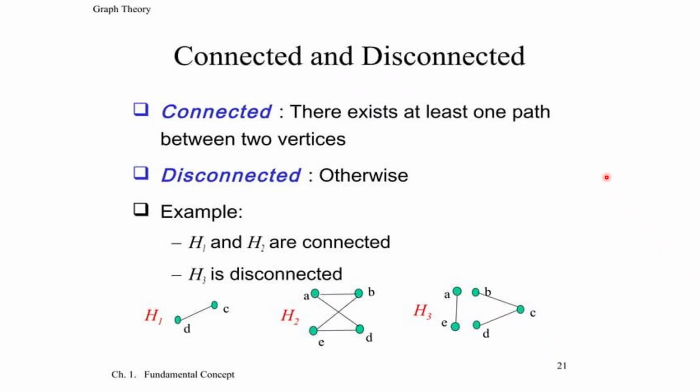The definition of a disconnected graph: a graph is disconnected if it is not connected. This means there is at least one pair of vertices that have no path between them. The graph is broken into separate pieces with no way to get from one piece to another.